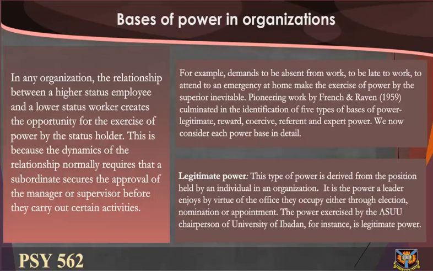Basis of power in organizations. In any organization, the relationship between a higher status employee and a lower status worker creates the opportunity for the exercise of power by the status holder. This is because the dynamics of the relationship normally requires that a subordinate secures the approval of the manager or supervisor before they carry out certain activities. For example, demands to be absent from work, to be late to work, to attend to an emergency at home make the exercise of power by the superior inevitable.